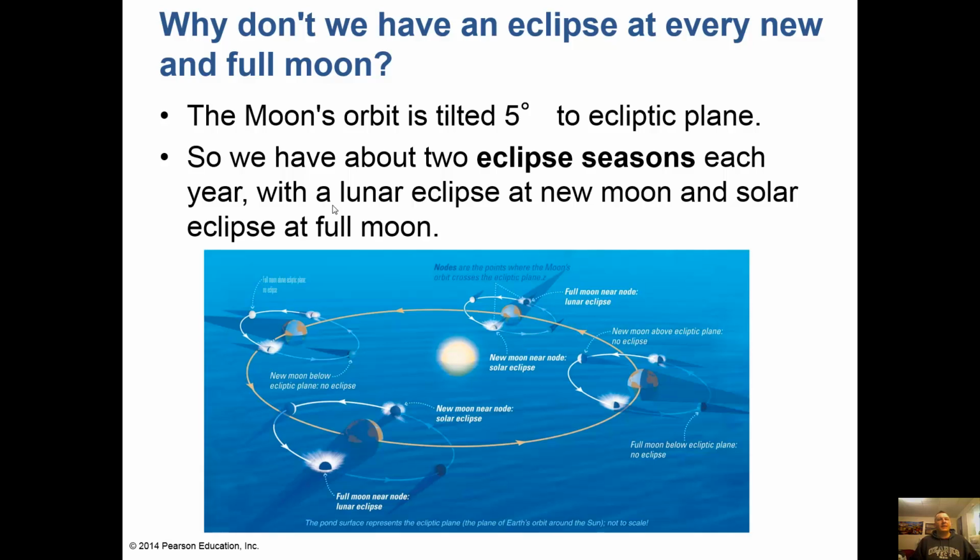Okay, if eclipses happen at full moon and new moon, why don't we have an eclipse at every new moon and full moon? It's because the moon's orbit around the Earth is tilted 5 degrees. And so we have about 2 eclipse seasons every year, with lunar eclipses at full moon and solar eclipses at new moon.